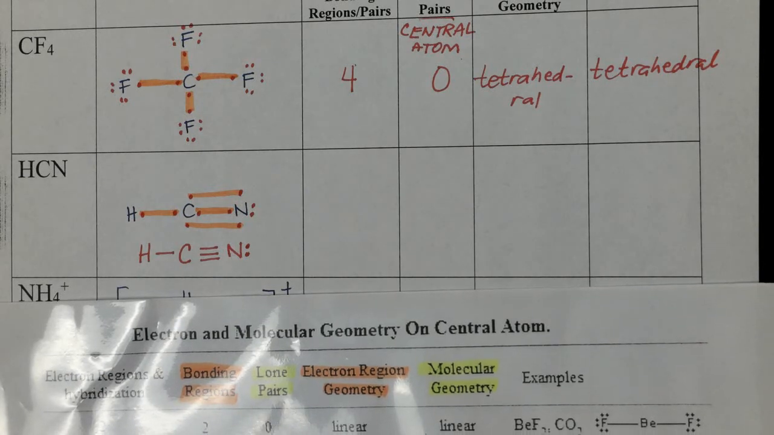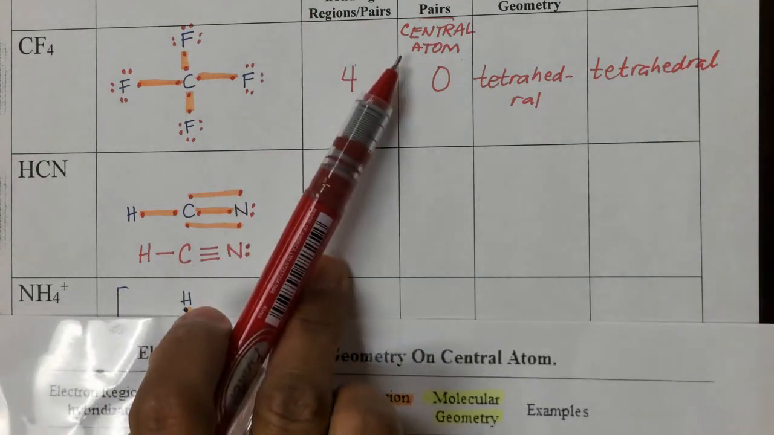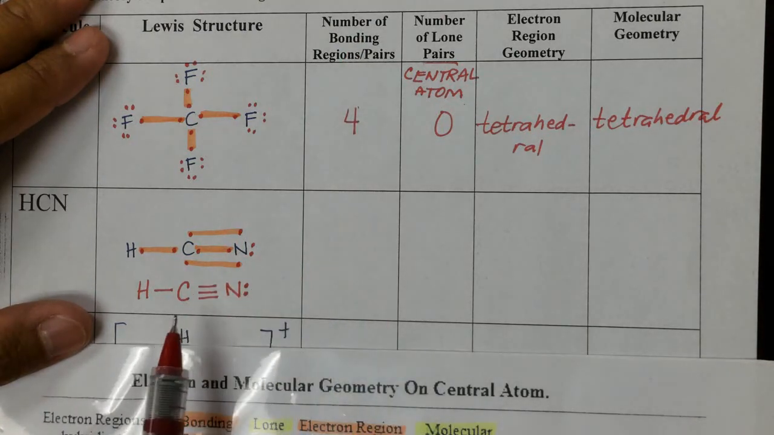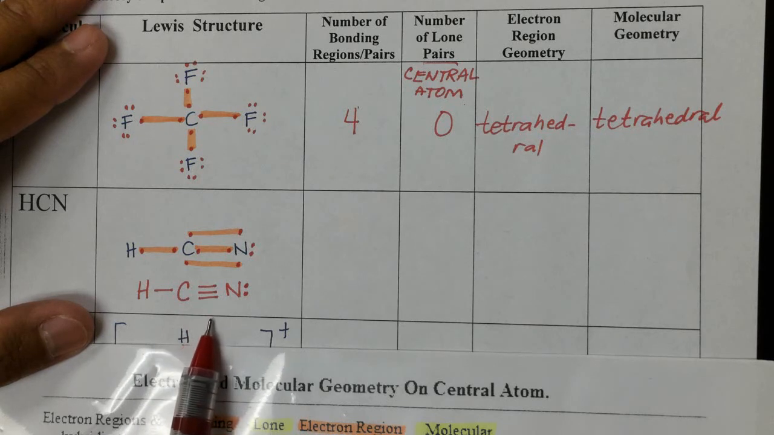Okay. The next part is the number of bonding pairs. Number of bonding pairs for HCN. I need you to remember step number 2. Step number 2 from the notes yesterday. There was an important note about double and triple bonds.